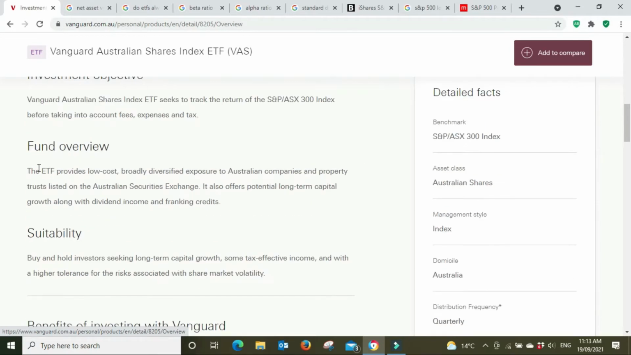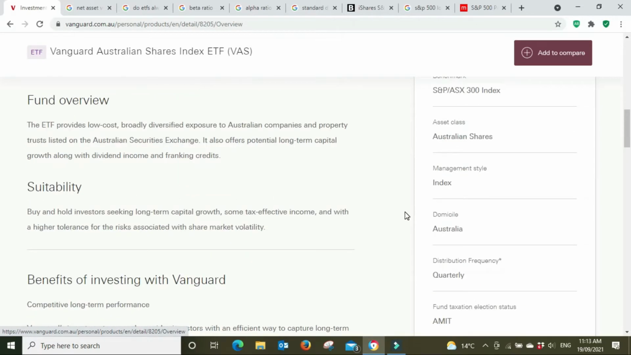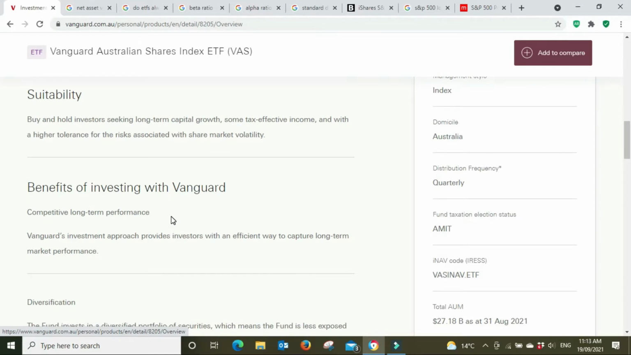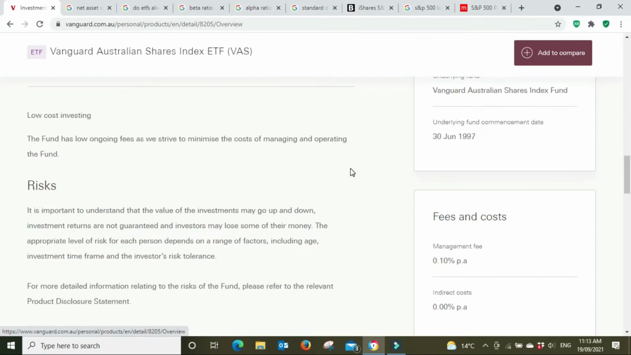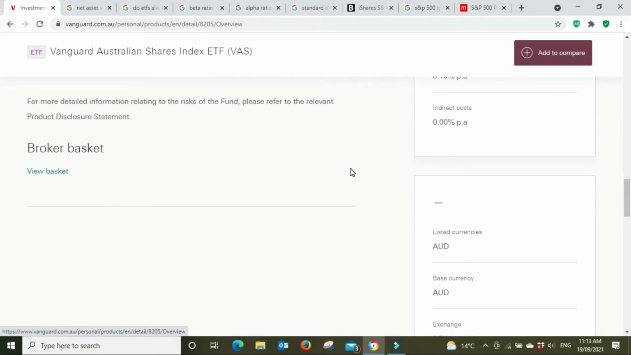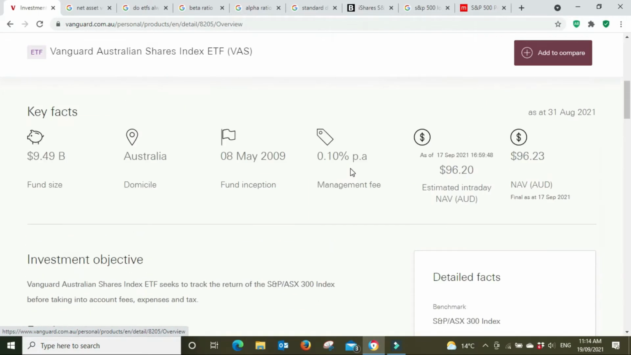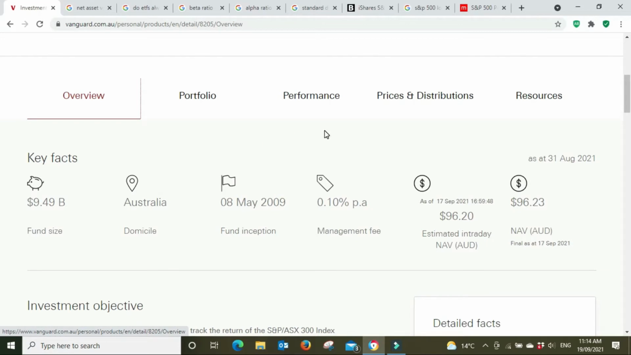So if we scroll down, it tells us a bit of an overview here. Provides a low-cost, broadly diversified exposure to Australian companies and property trusts on the ASX. Offers potential long-term capital growth along with dividend income and franking credits. Some suitability here. Benefits. Diversification, because you're owning 300 companies or a piece of 300 companies. Low-cost investing and some of the risks. Now, what else I would look at here? What have we got? 0.1% management fee, which is quite low. That's good.